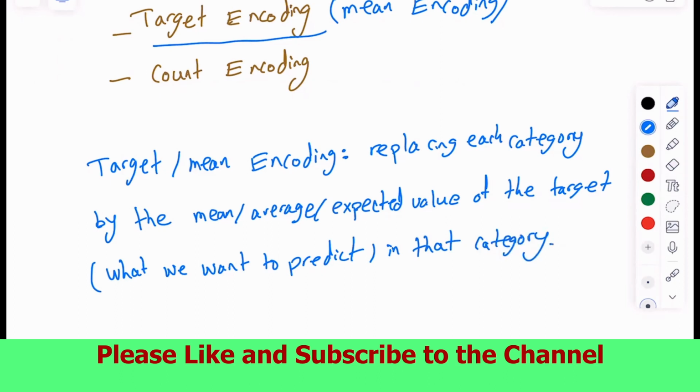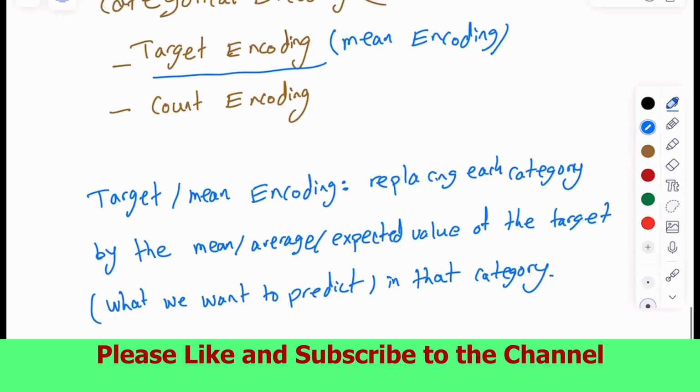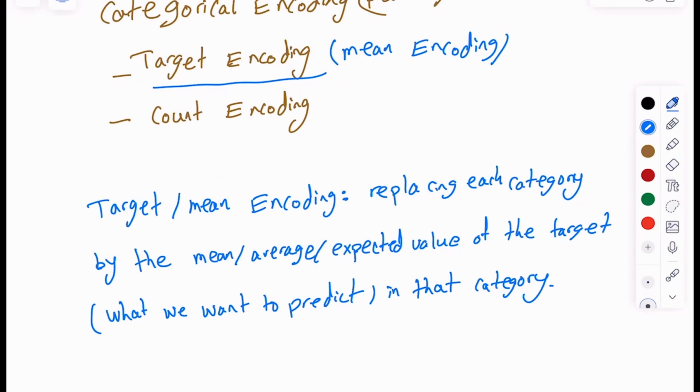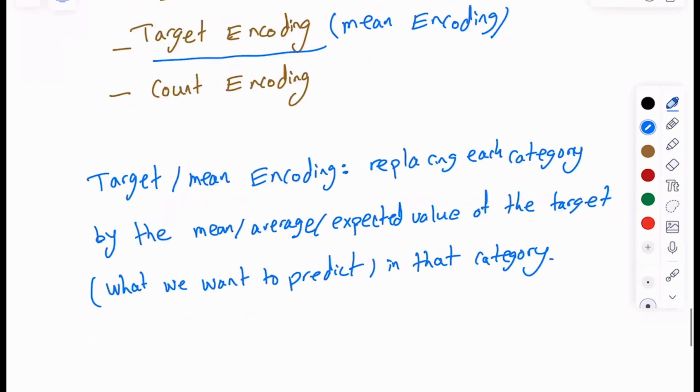So it is a way, of course, to represent a categorical variable using numbers, right? Because machines only understand numbers. But what we do here is replace each category by the expected value of the target present in that category. I'm going to go over an example to make it very clear for you guys. And that's why the name comes as mean encoding. Now, the target is what we want to predict in machine learning, right? So let's go over a very interesting example here.